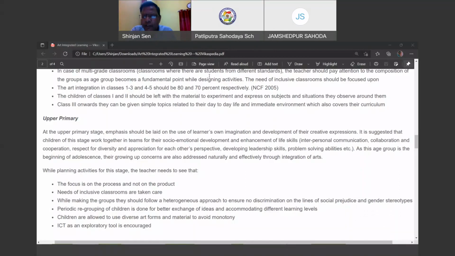At this stage, age group, the beginning of adolescence, their growing-up concerns are also addressed naturally and effectively through integration of arts. Yes. Sometimes you will see at this particular stage, children start drawing hearts, diagrams of hearts, and they will try to draw arrows piercing through them. This is a normal development. This is a normal development.